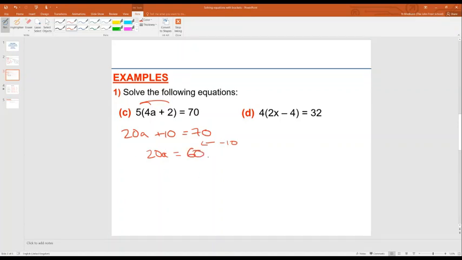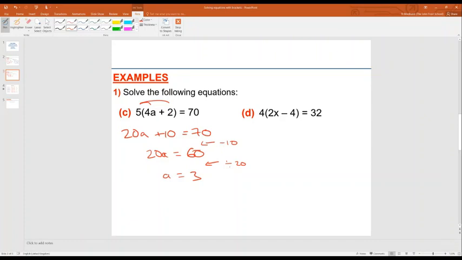And then remember 20a means a times by 20. The inverse of times by 20 is dividing. So how many 20s in 60 is 3. If we just double check that in here now, look, 4 times by a, so 4 times by 3 is 12.